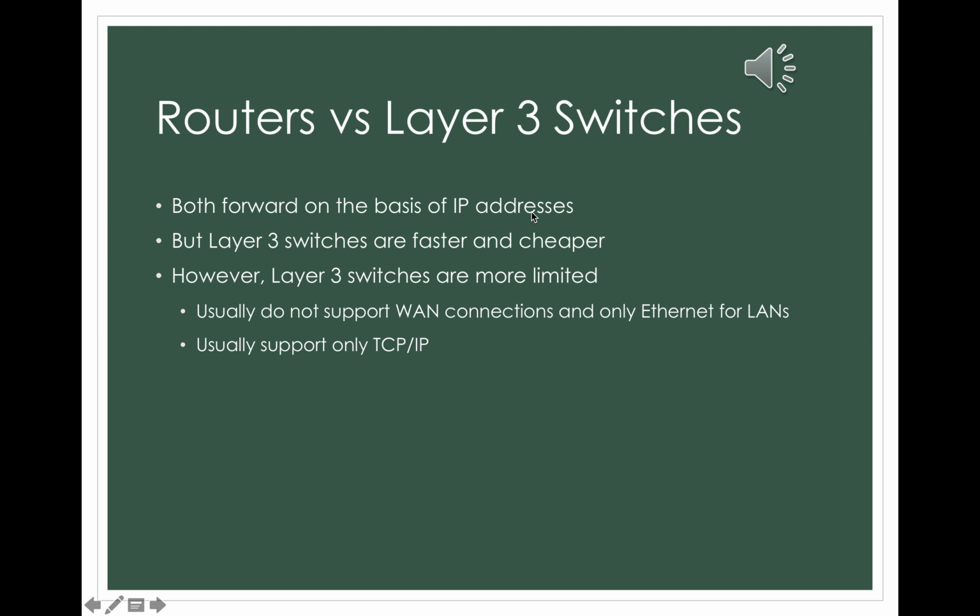So you may be wondering right now, is there really that much difference between a layer 3 switch or a VLAN switch and a router? They both receive IP addresses in VLAN. It's our assigned IPs and subnets. So it seems like there's a lot of similarity there. They both forward on the basis of IPs, like I just said. And layer 3 switches are faster, so why not always go with them? Well, layer 3 switches or VLAN switches usually do not support WAN connections and only Ethernet for LANs. Usually they only support TCP/IP, and there's many other differences as well.